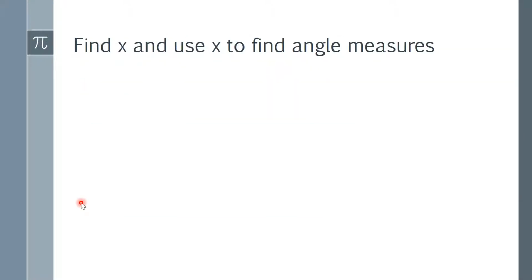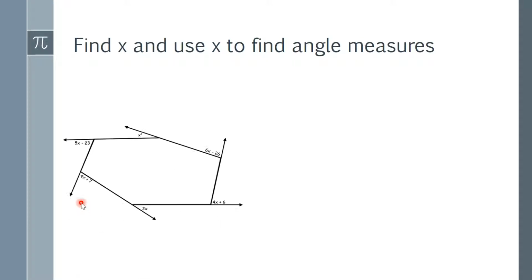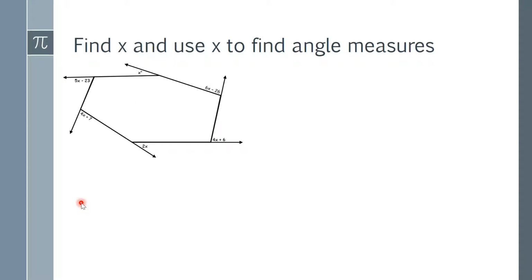So now we're going to use this exterior angle sum to figure out x, and then to use x to figure out each angle. So here is our example. We need to figure out what x is. And we're going to use that to figure out all of these angle measures. So what are we going to do? We're going to set up an equation. Remember, if we add all of these together, all 6 of these angles, what should it equal? Well, it's going to equal 360. So we're going to add all of these together: x plus 5x minus 23 plus 4x plus 7 plus 2x plus 4x plus 6 plus 6x minus 26. So add everything together, set it equal to 360.